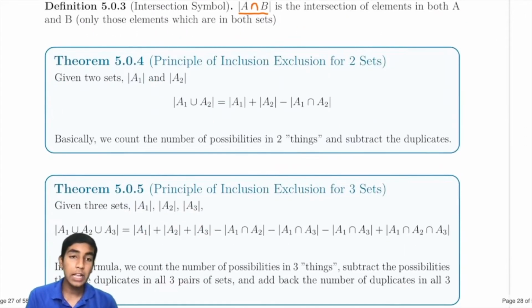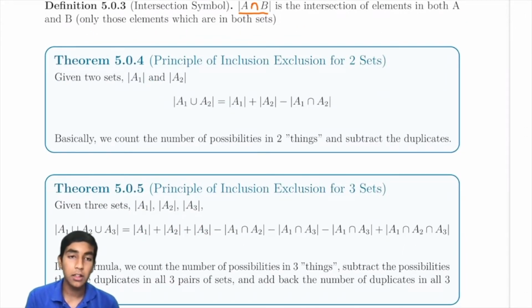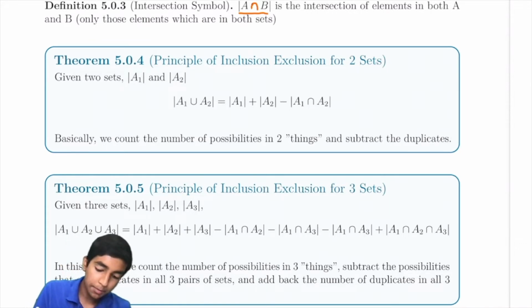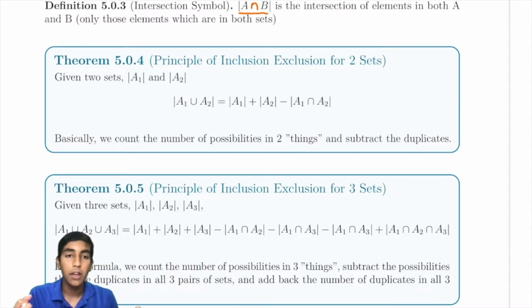So the principle of inclusion and exclusion for two sets basically states that if we're trying to count something such that event 1 happens or event 2 happens, then we just find the probability of event 1 happening, the probability of event 2 happening, and subtract the probability where they both happen, because that's overcounted twice.